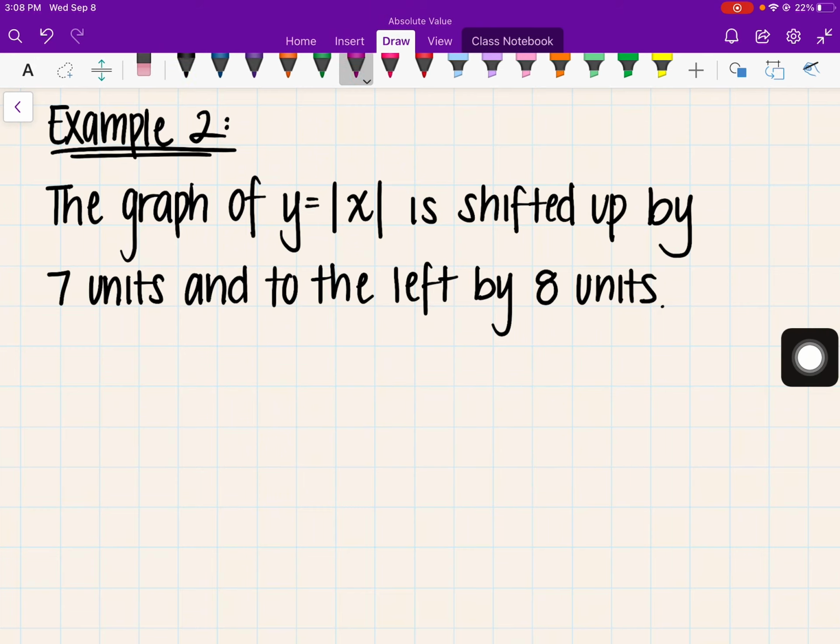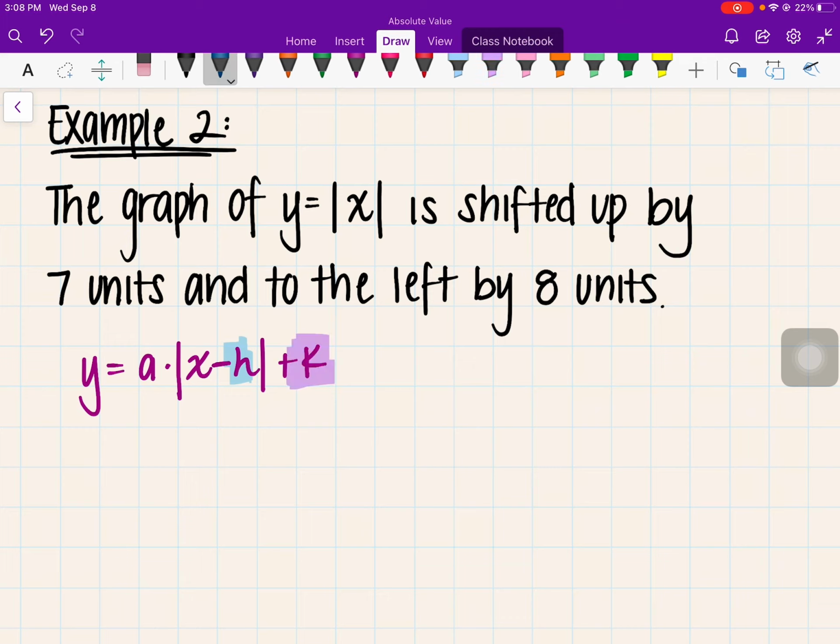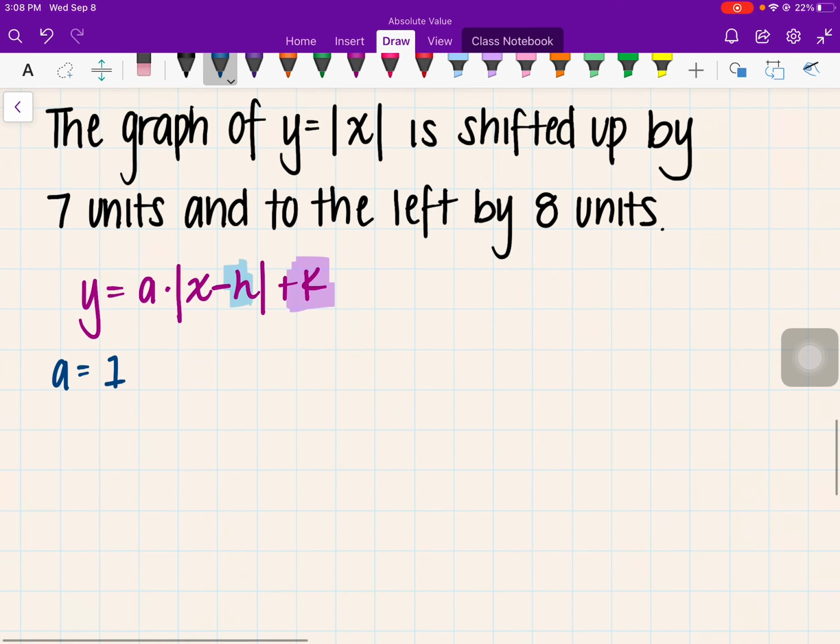So for the equation, we have a format of y equals a times the absolute value of x minus h plus k. And in this case, guys, we want to identify both h and k. A in this case is not given to us, so we're going to assume that a is equal to 1. It's not given to us here.